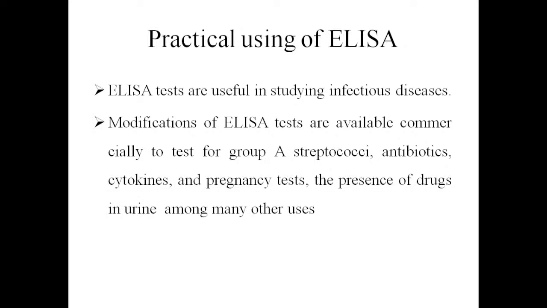It is also used to detect antibiotics and to detect cytokines in human blood. Pregnancy tests are also based on ELISA. The presence of drugs in urine we may also detect by using ELISA.